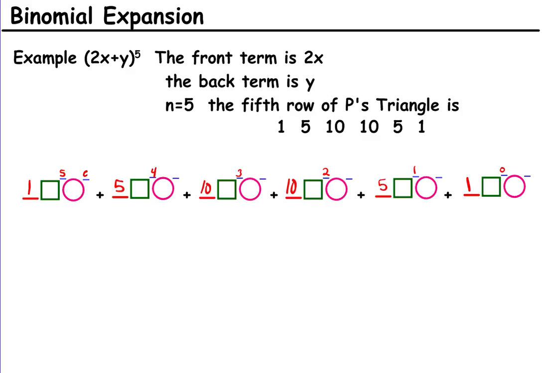Okay, so I'm going to start with 0, 1, 2, 3, 4, 5. Now, if you add up the exponents on each term, it should equal whatever n was, which was our original exponent. Now, let's put in the front term and the back term. My front term is 2x, so I'm going to put in 2x wherever I see that box.